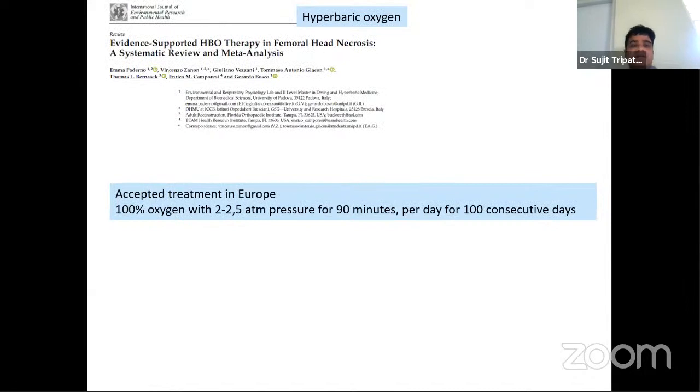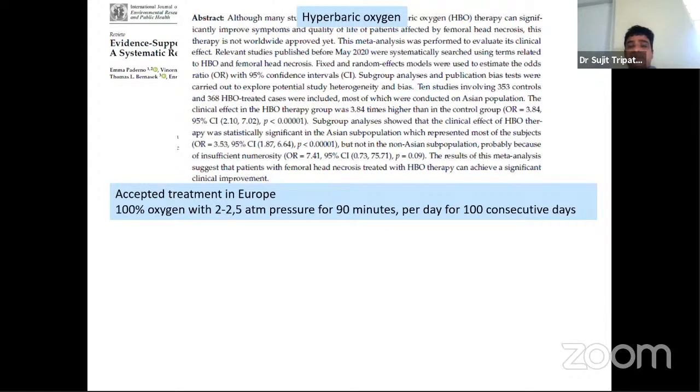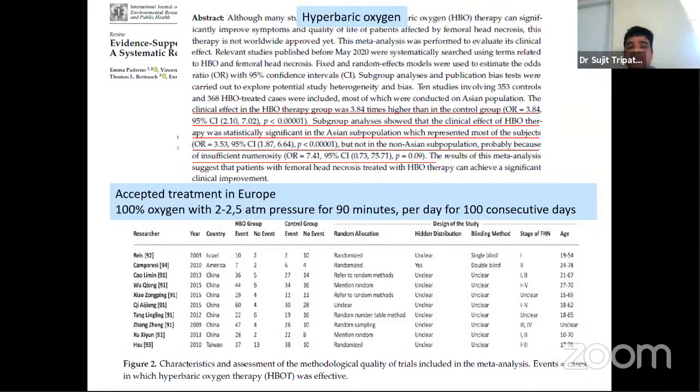Coming to hyperbaric oxygen therapy, let me clarify that in most parts of Europe now it is an accepted treatment because they have seen that it has shown very good outcome, not in terms of functional outcome or pain, rather it has delayed the radiological progression, and in many patients, it prevents the development of osteoarthritis that would need THR. So this is the overall trial.